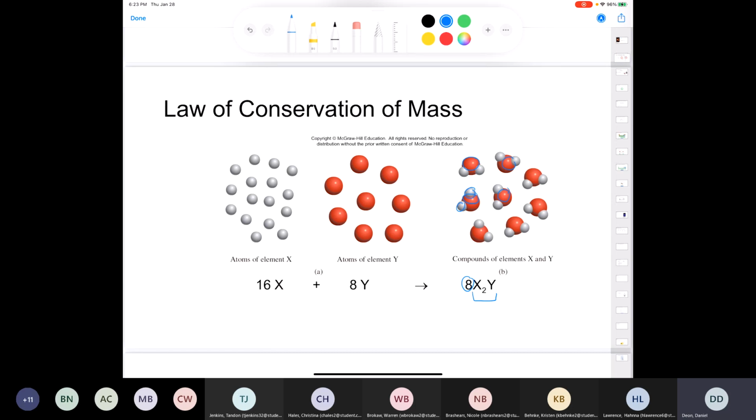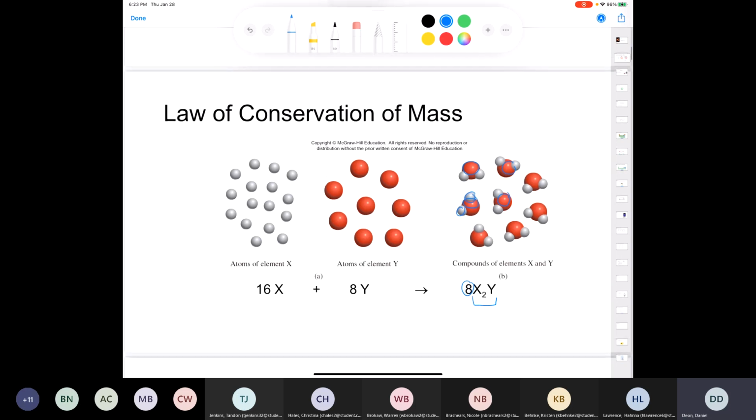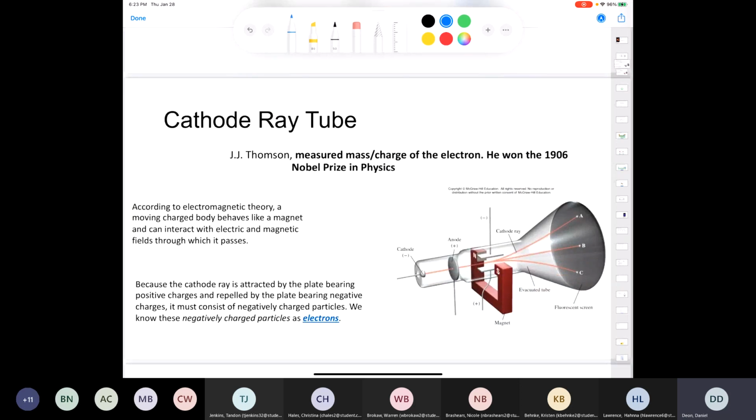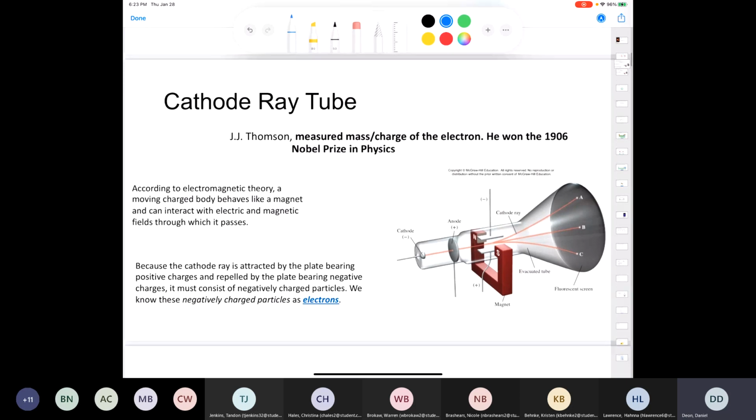Now, if you're getting way ahead of me, you might think, well, what about nuclear chemistry, Mr. Dion? You make new atoms there. That's something different. That's something that you study in general chemistry too, and we're not really concerned with that. I'm going to skip over the history of the atom, and that doesn't mean it's not included on the first or second exam.